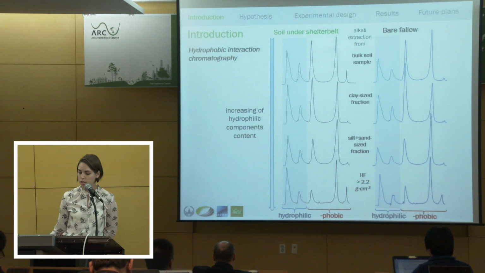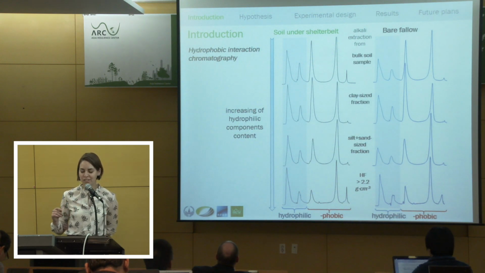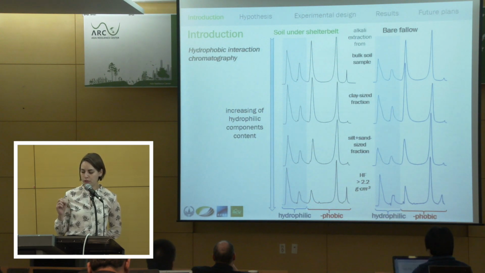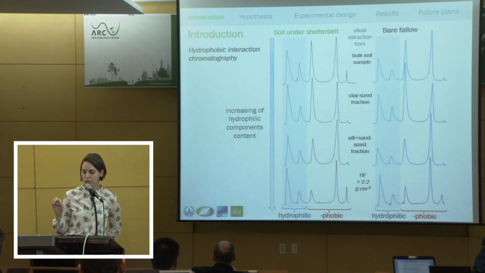So, chromatographic study of alkali extraction shows that soil under shelter belts is characterized by more content of hydrophilic components of soil organic matter. This is important for all fractions, such as the bulk soil sample and the heavy fraction.